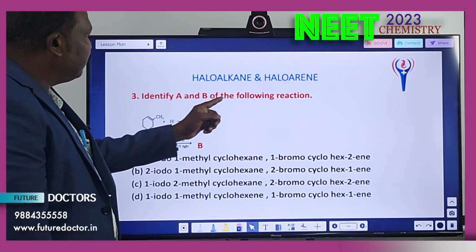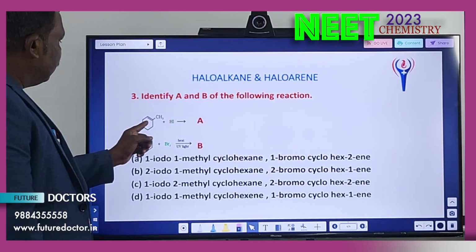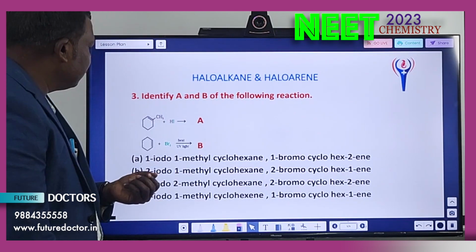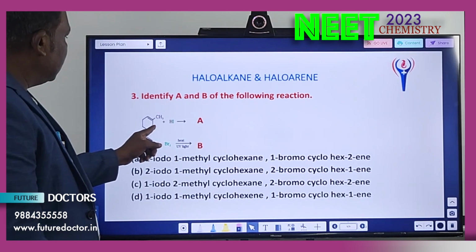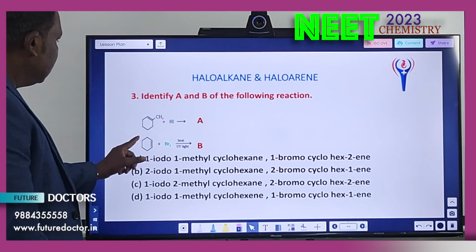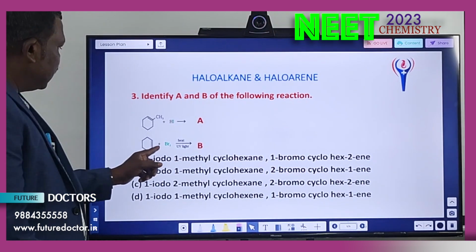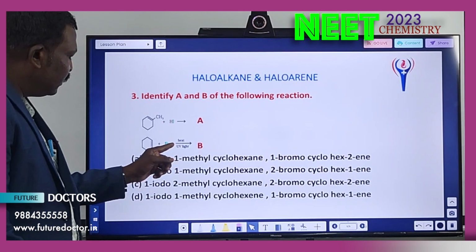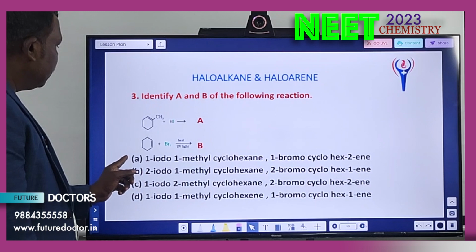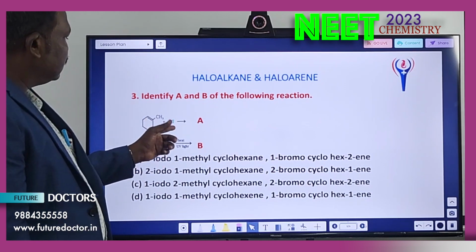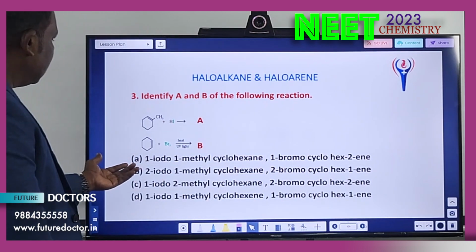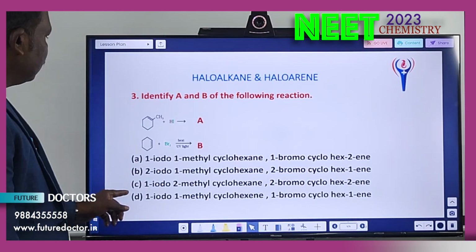Identify A and B of the following reaction. Here, whenever alkene plus HI, you must know this is added based on the Markovnikov rule. So here, methyl cyclohexene plus HI gives A. Then cyclohexene plus Br2 in presence of ultraviolet light and heat to get B. So if you add like this, you are getting the two. A, we have one product, B, we have another product. The options give the two products, so you have to find out which one is that.